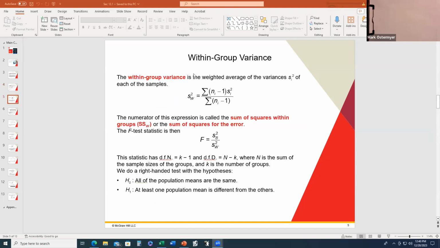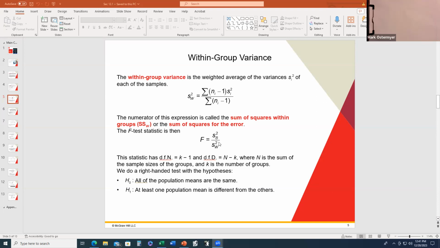Then we have a sum of squared errors within treatment levels. This is represented by the within group variance. And there is the formula for computing the within group variance here. The numerator of this expression is often called the sum of squared errors within the various groups or categories, or it's more often referred to as the sum of squares for error, the SSE value.